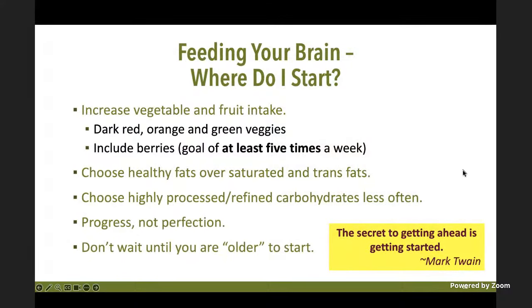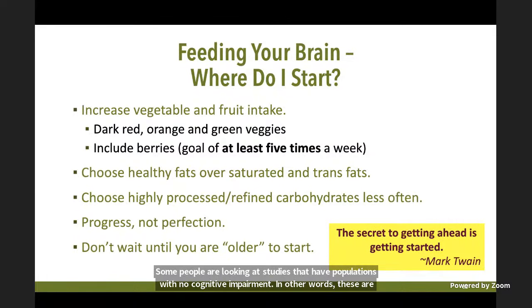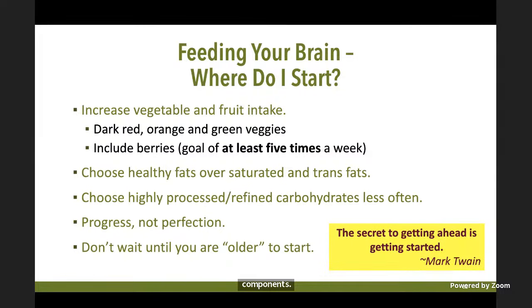But all that aside, where do we start? We're feeding our brain. If you're my age and you're in your 50s and you're thinking about the next 20, 30 years, where do we start? Because some of this can be overwhelming. So what I would say is, if you follow a typical American diet, which research shows is not very healthy, let's start by increasing our vegetable and fruit intake, focusing on those dark red, orange, and green veggies. Try to include berries in your diet.